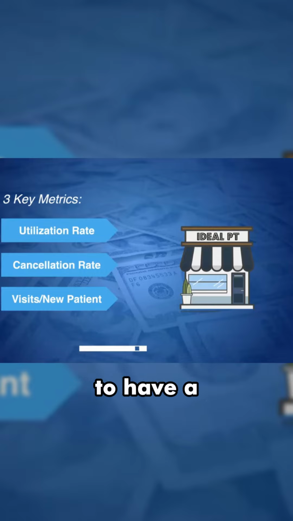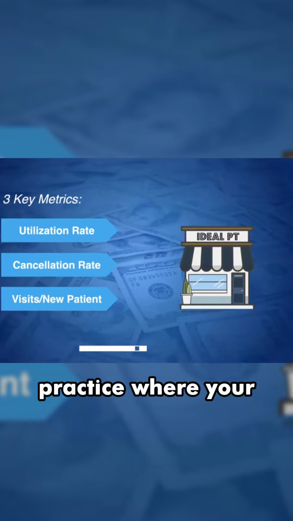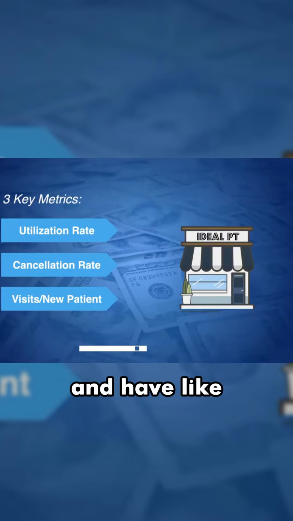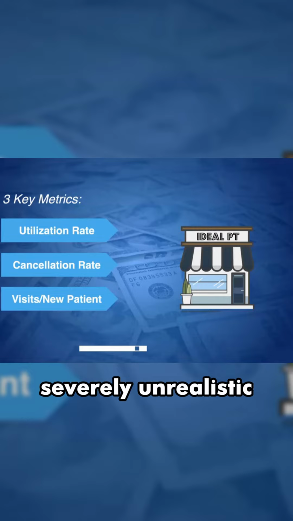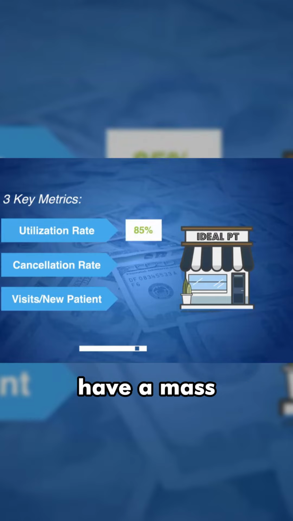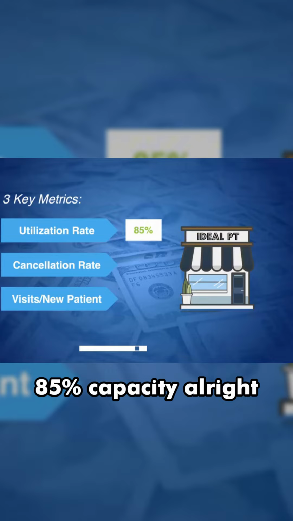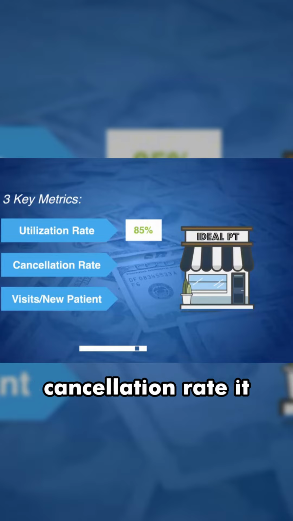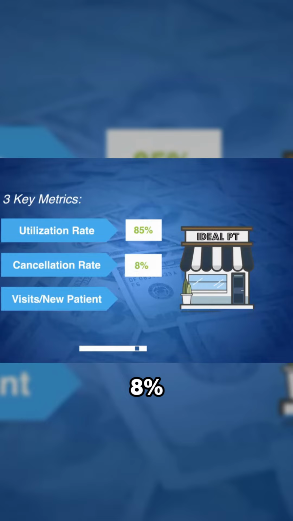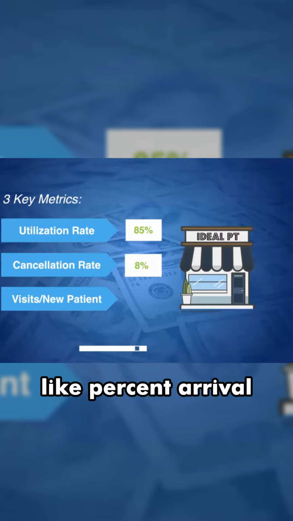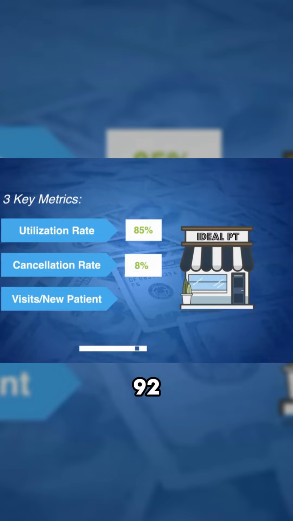All right, to have a practice where your staff is 100% utilized, has zero cancellations, and treats patients an average of like 25 times is severely unrealistic, and you would have a mass exodus happening. So let me help you out here. And again, this varies from person to person, but utilization should be at least 85% capacity. All right, cancellation rate should be under 8%. If you use percent arrival rate, that's fine, then that would be 92.